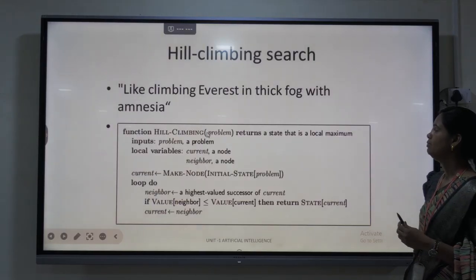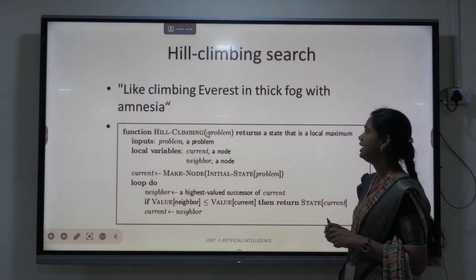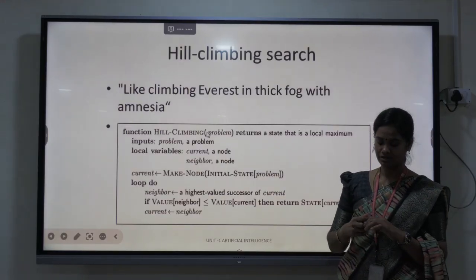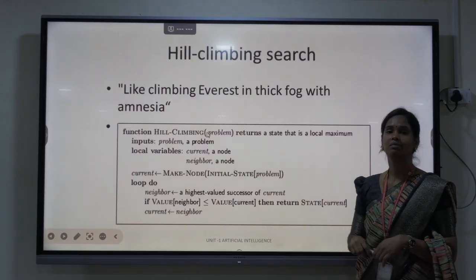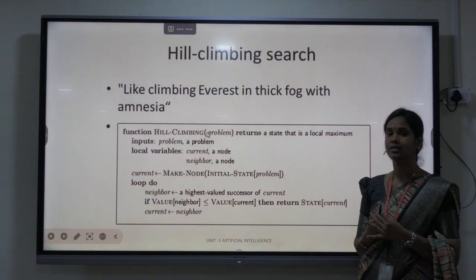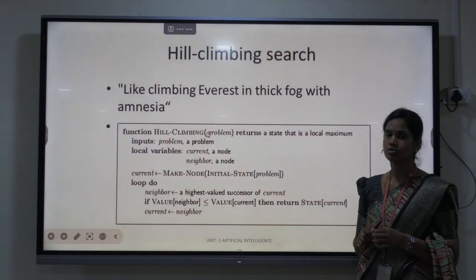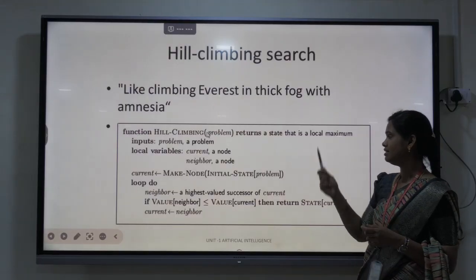So here is an example for calling the hill climbing, right? Just like climbing Everest in a thick fog with amnesia. This is a very good example. You know about amnesia patients, how they will remember things while climbing the hill, right? We have to remember the path where we start and where we reach. There can be ups and downs also, right? But among all these, you have to choose a wiser path to reach it, right? So that is where it is given, right?